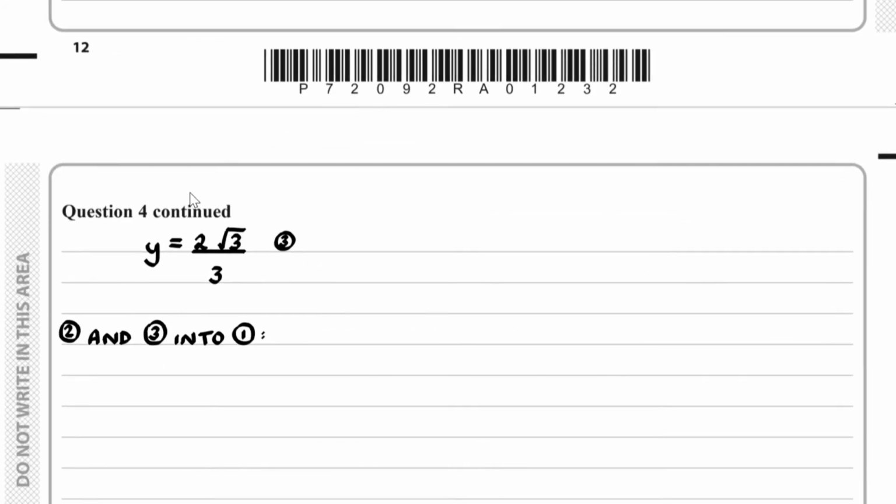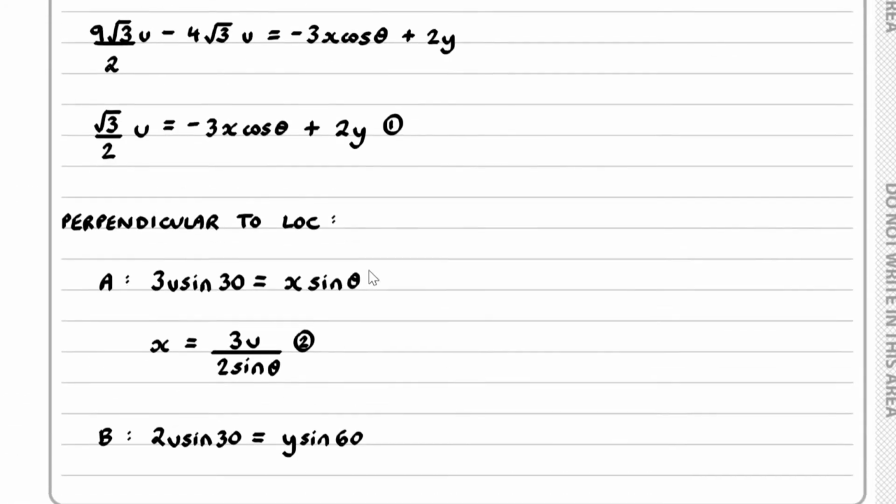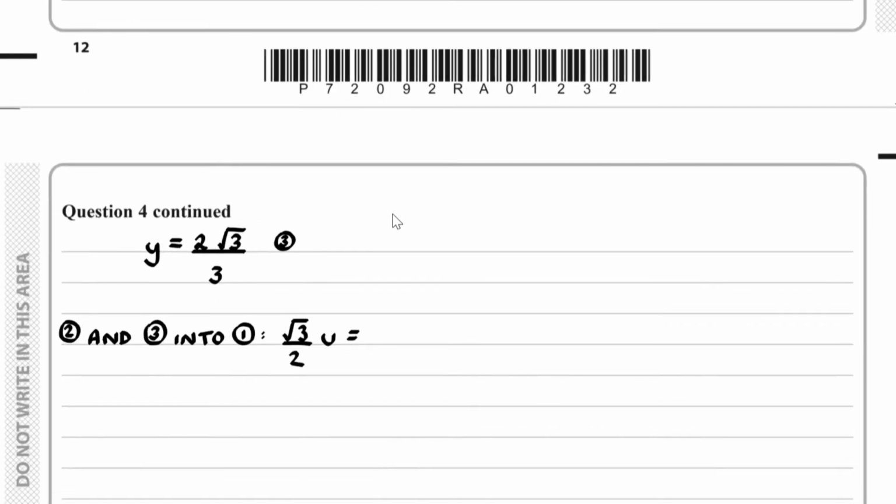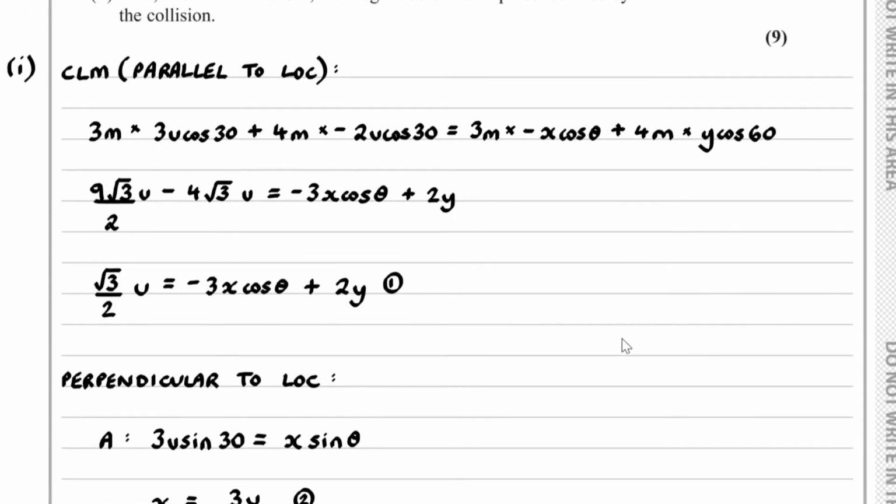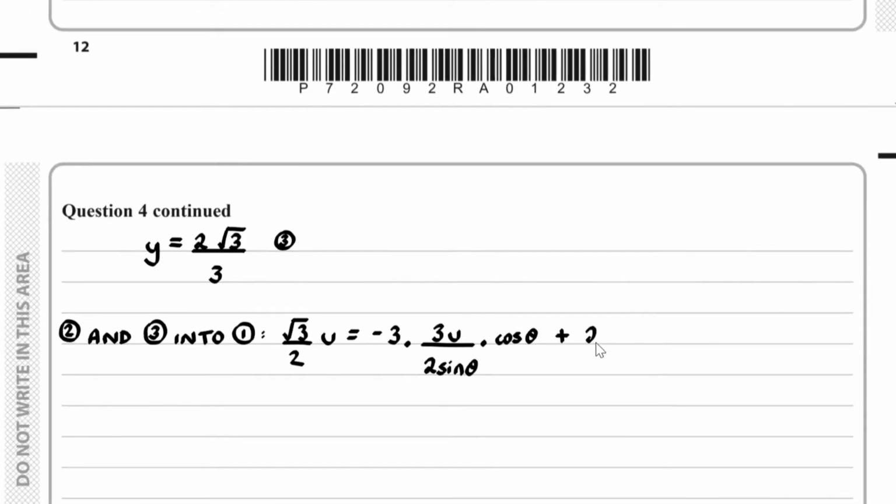Well, from equation 1 we've got root 3 over 2u, and this will equal, well, what I've got is negative 3x cos theta, so I would have negative 3 multiplied by 3u over 2 sine theta multiplied by cos theta, and then we would add on, well, here I would have 2y, so we add on 2 multiplied by 2 root 3 over 3u.